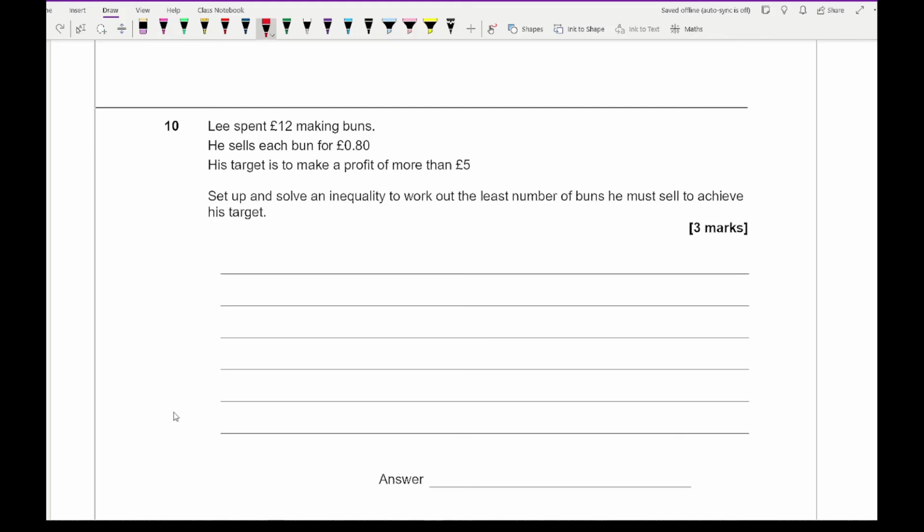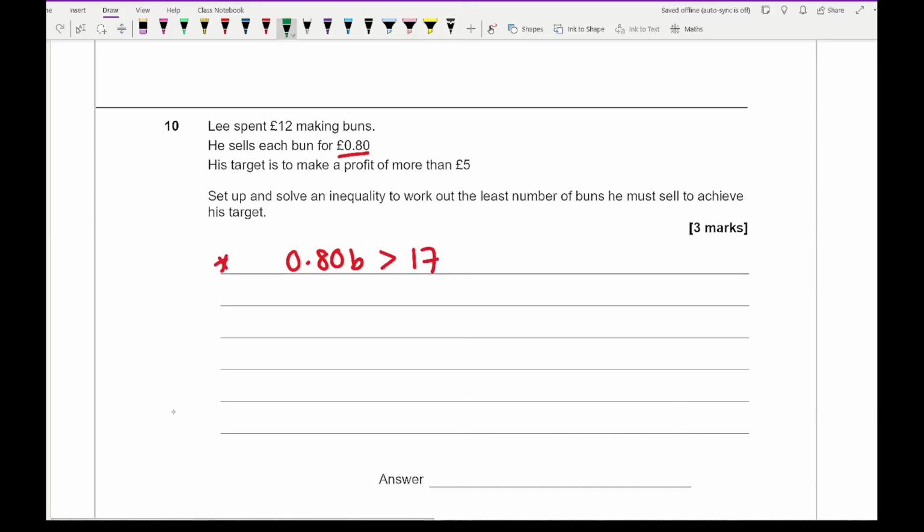So we know that he's selling each bun for 80p. So that's going to be 0.80b. Now you don't have to write the 0 after the 8. That's entirely up to you. Now, for him to make at least £5 profit, if he spent £12 making the buns and he wants to make £5 profit, well then he needs to try and achieve from his sales of buns of over £17. So this is the inequality that we then need to solve.